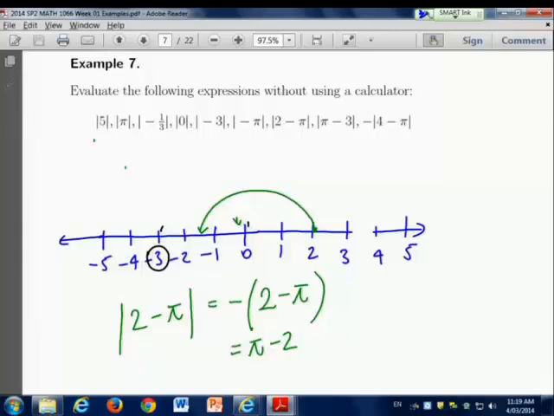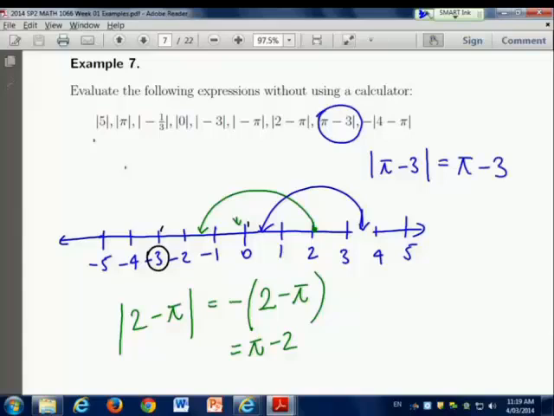Pi minus 3. Is pi minus 3 positive or negative? What's pi? 3.14 and a bit in here. Take off 3. We're going to land back here. So this guy, pi minus 3, is positive. So we can just take the absolute value signs away.